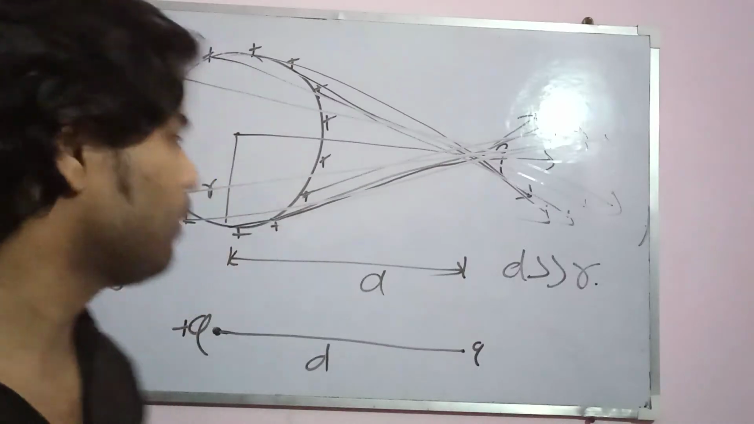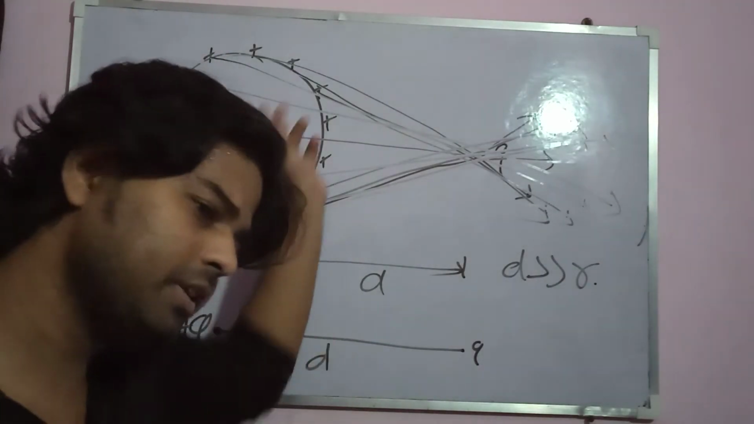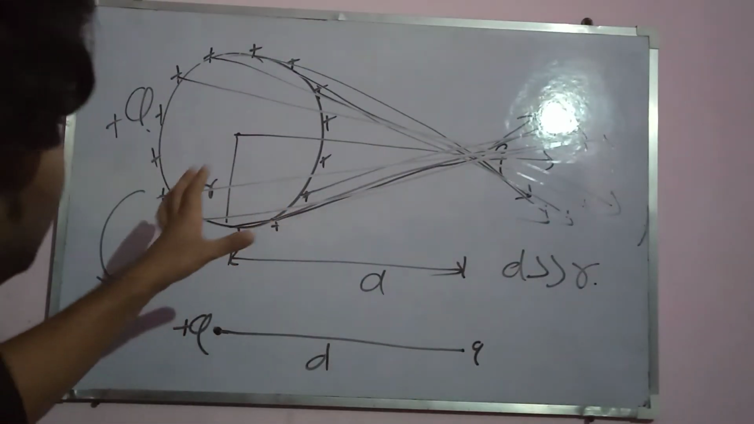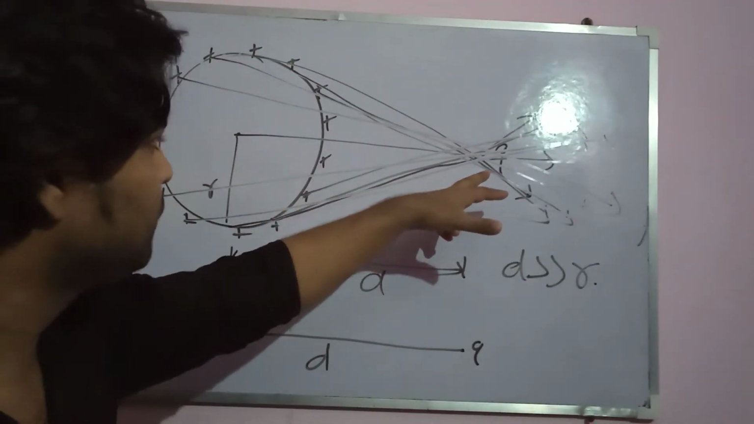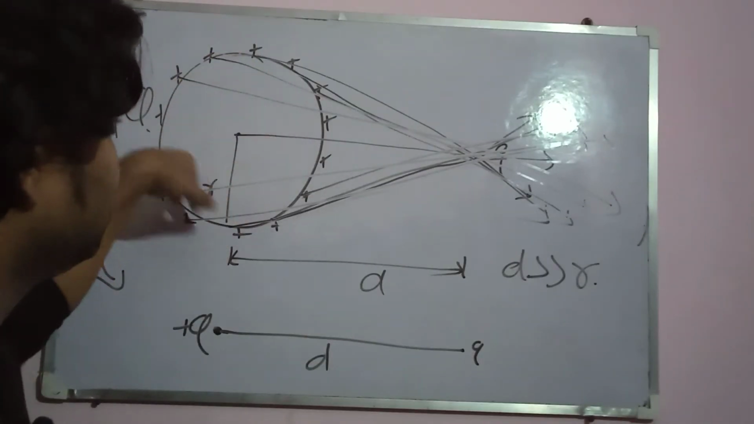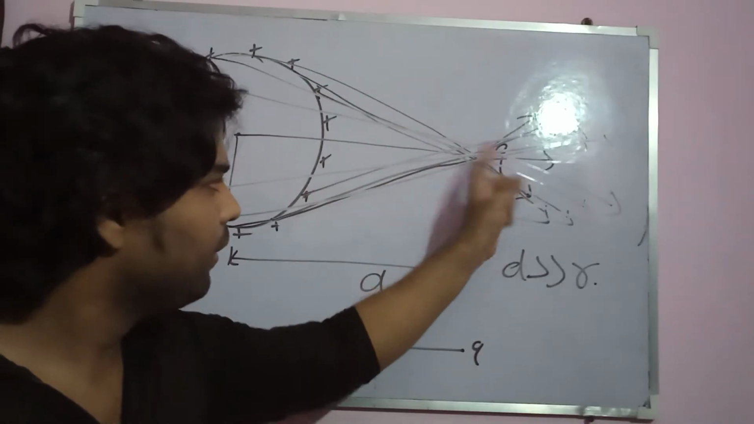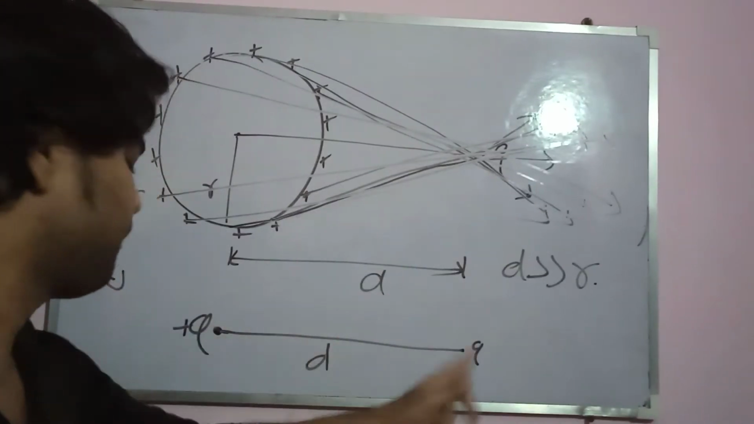How? The fewer charges I put over the surface of the sphere, the shorter my force compared with this force. So I'll have to increase the number of point charges here so that I can get an equal value of this force to this force.